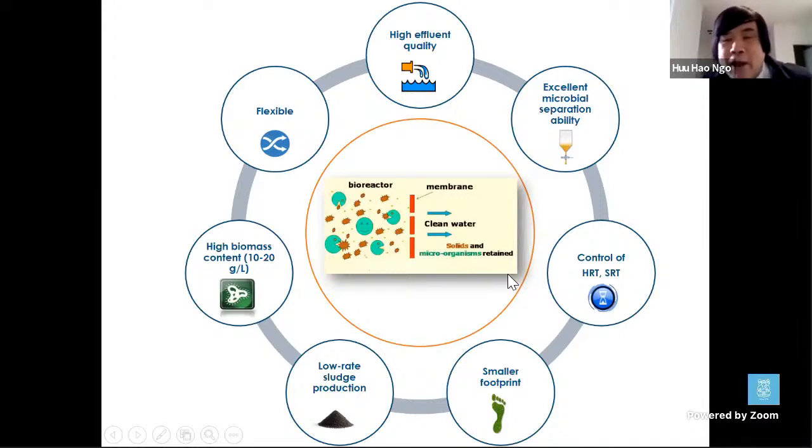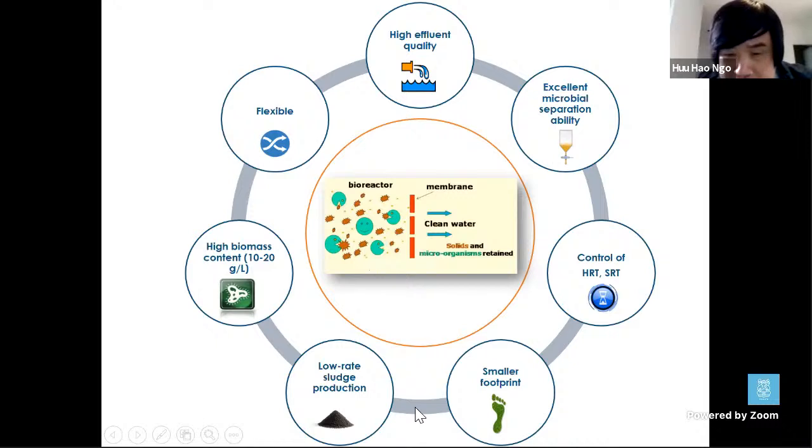All right. So now come to the advantages of that. First of all, excellent microbial separation ability, because they can retain the microorganisms. Second thing is that it's easy to control the hydraulic retention time or sludge retention time. And just because of that, it is very flexible. We can design only for 5 people or 50 people or even 10,000 people, still okay. We can use the MBR, all right?